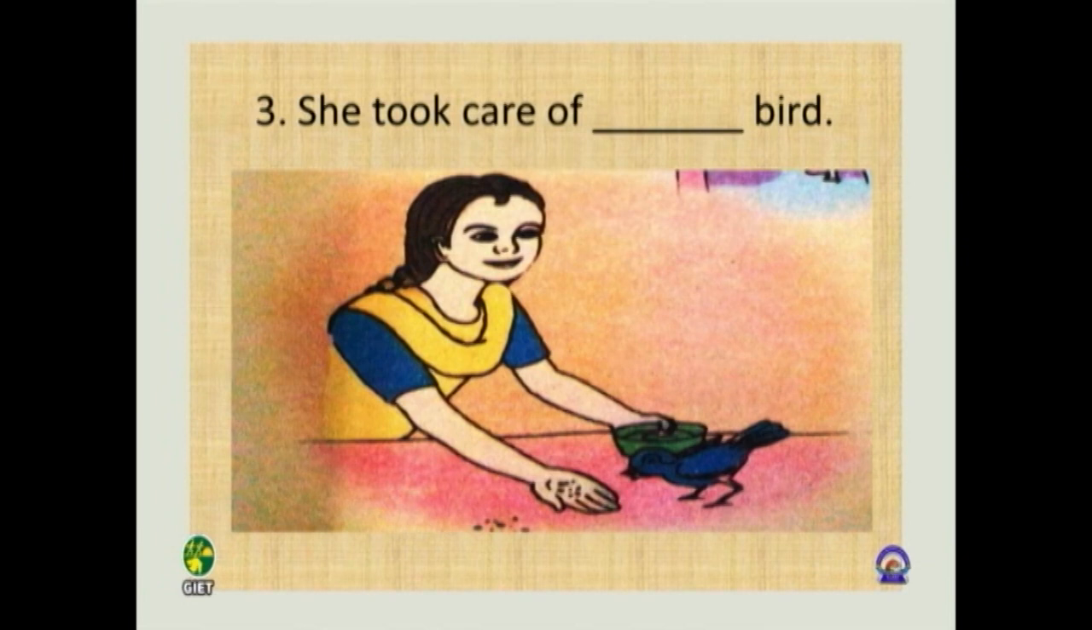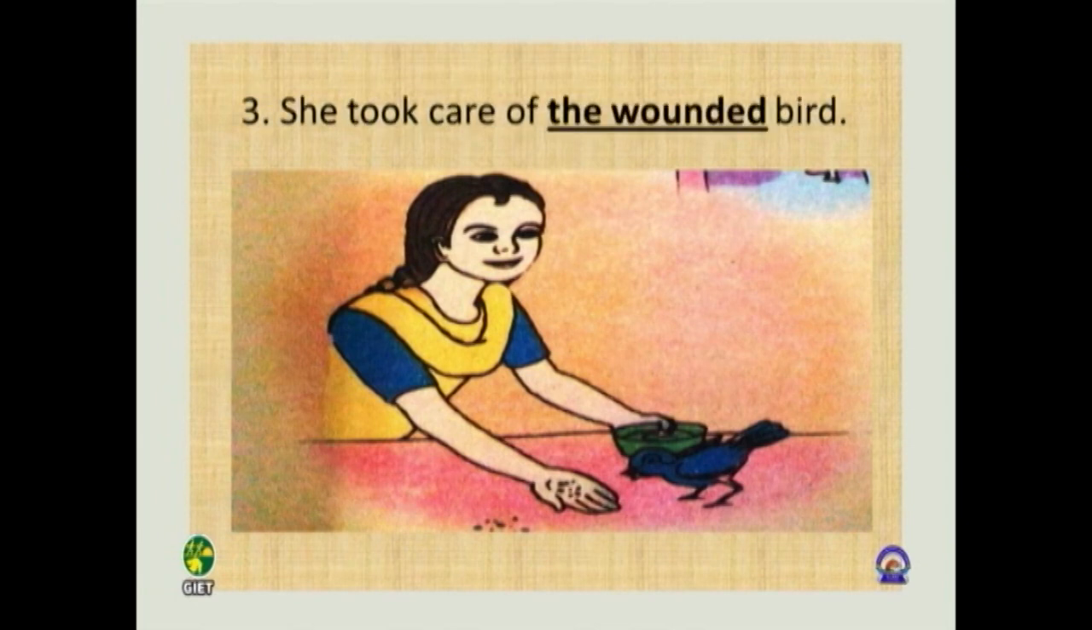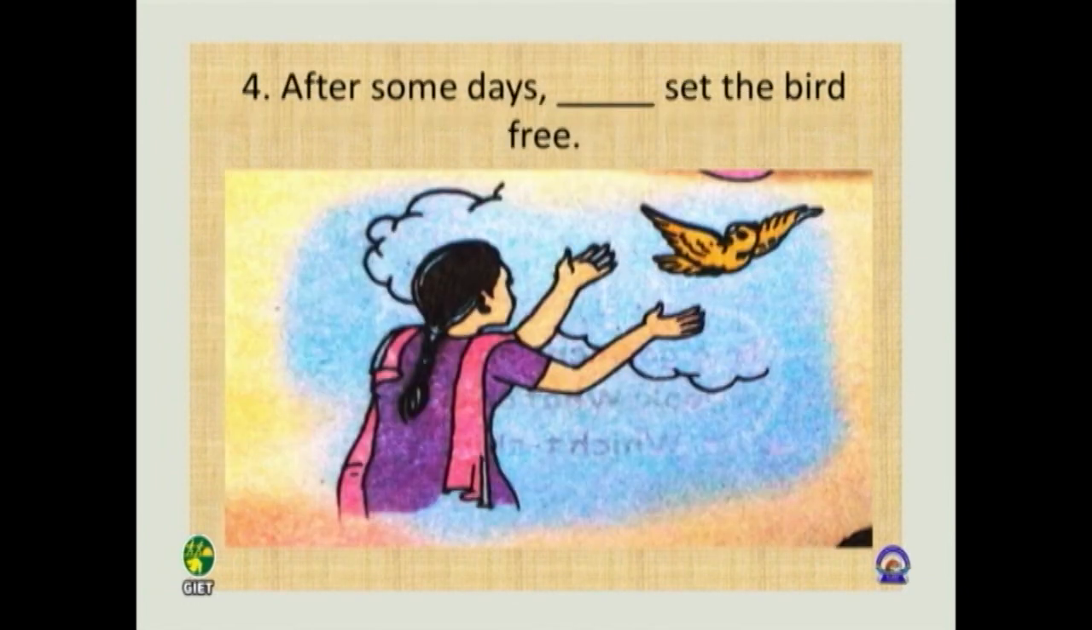Friends, see this picture and tell me, why did she take care of the bird? Yes, you are right, because the bird is wounded. Very good. So the answer is wounded. Write down the answer. She took care of the wounded bird. Now see the fourth blank. After some days, blank set the bird free.